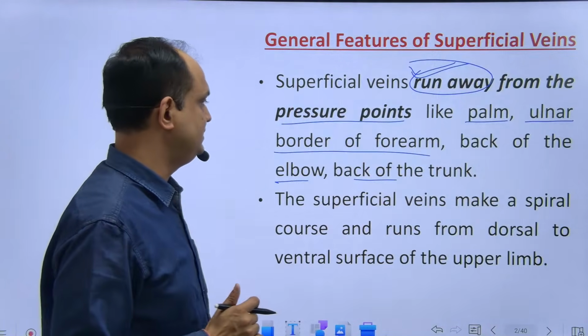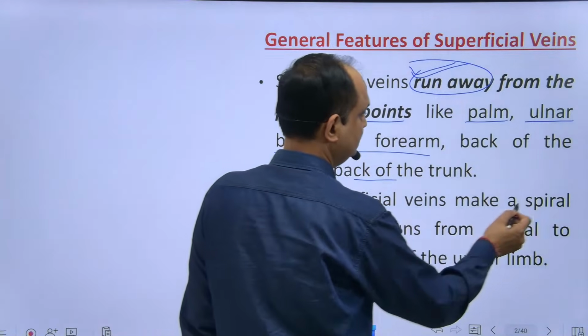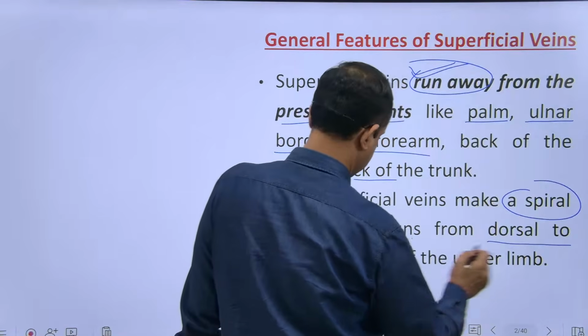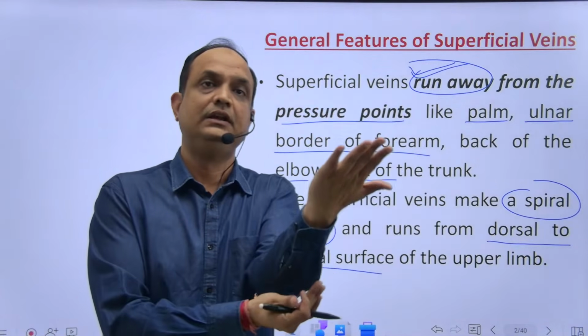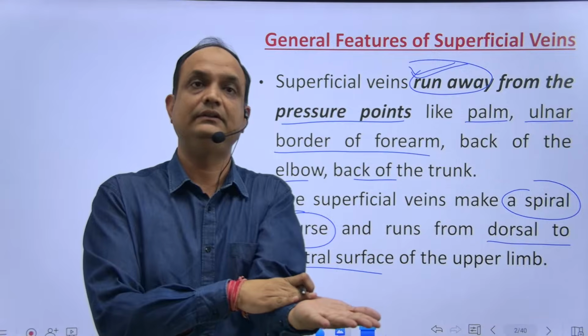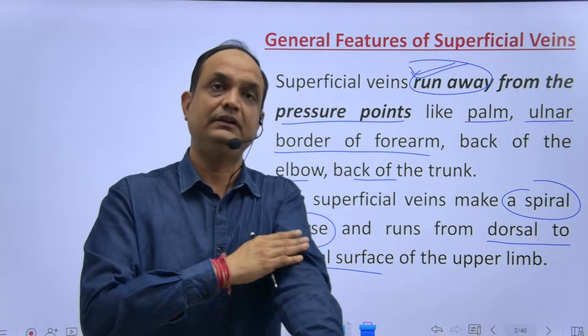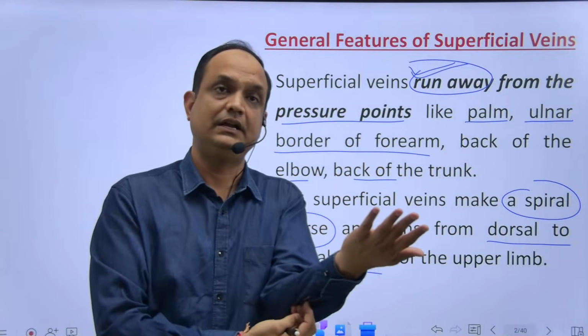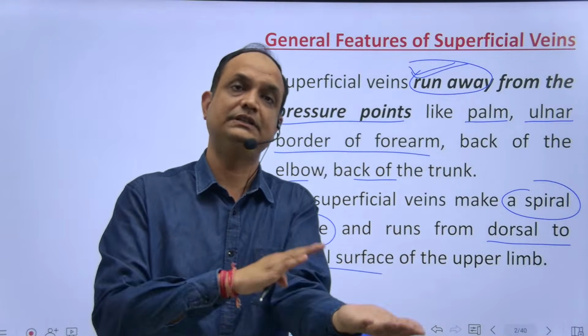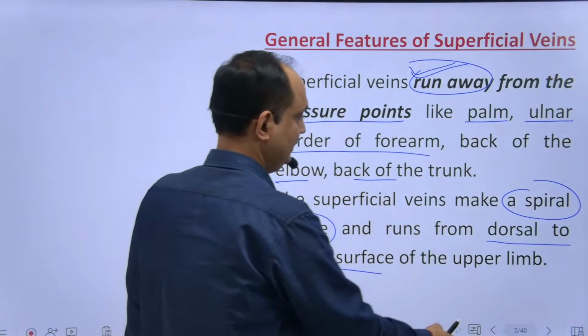The superficial veins, that's why, make a spiral course, and they run from the dorsal to the ventral surface. So that is the important thing: the venous drainage comes from the dorsal to the ventral surface. Why? Because the ventral surface does not have that many pressure points. So veins are draining from the posterior side to the ventral side in your limb.